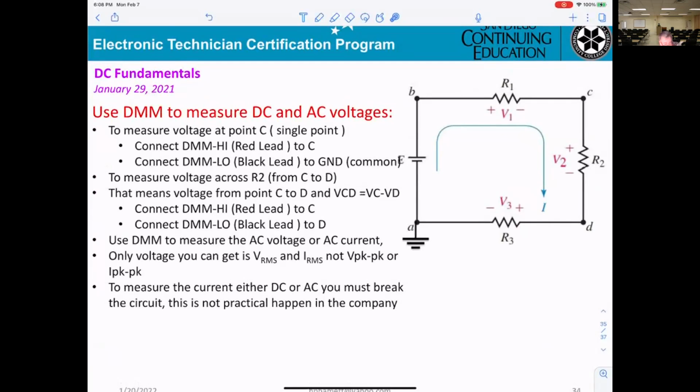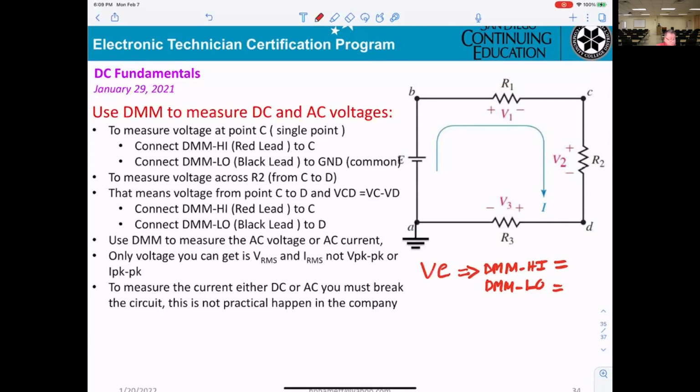Okay, now let's go to the real world. First thing, they want to measure the voltage at VC. So, DMM high, DMM low. Where do we connect to?